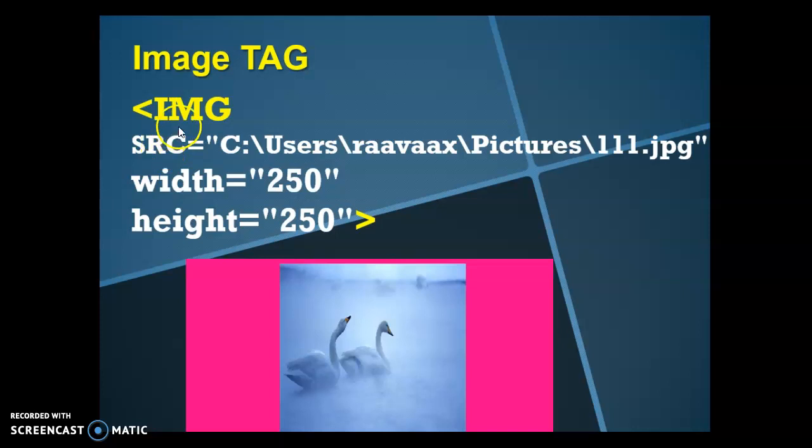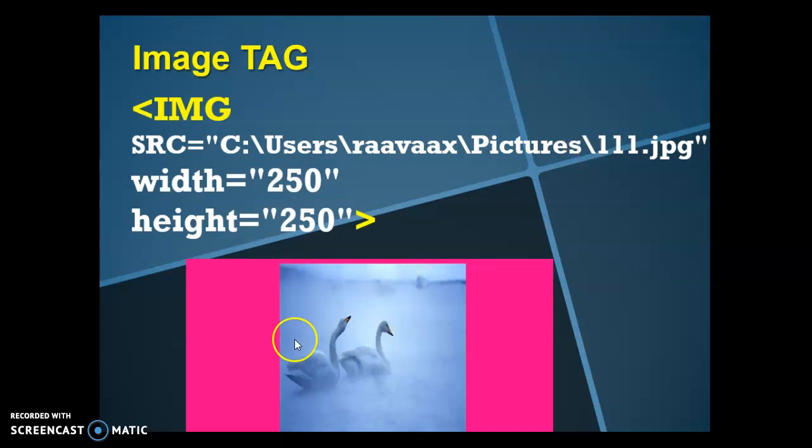Here in this case, if you just keep img and just write the name of the image, it will come. But if you need to customize the image, you need to put extra attributes like width and height. Before that, src is the short form of source, where you need to keep the location or path of the file. After that, put a slash and write the name.